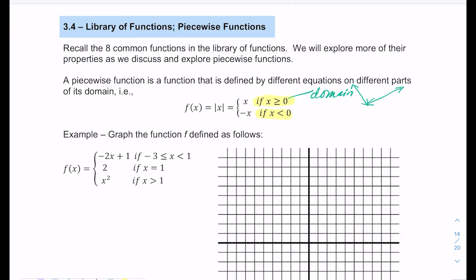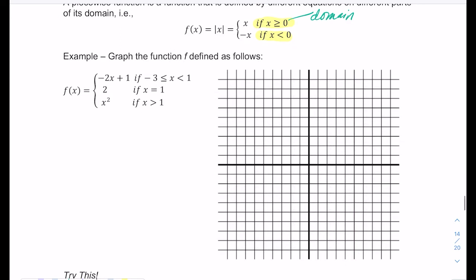So let's look at an example here. F of x is equal to negative 2x plus 1 if x is between negative 3 and 1, not inclusive. F of x equals 2 if x equals 1, and f of x equals x squared if x is greater than 1. So first I'm going to take the first function, f of x equals negative 2x plus 1. And I'm going to plug in these values here. So these are your endpoints.